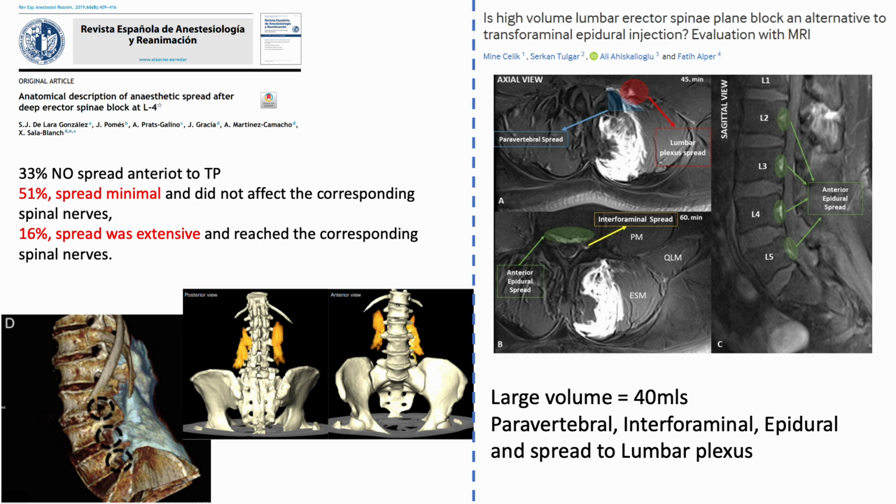On the other hand, the single patient MRI scan by Selig et al., where they injected a large volume of contrast and then performed an MRI scan, showed that an L4 ESP with a large volume could have spread to the paravertebral, interforaminal, epidural, and ventral spread to the lumbar plexus. This only means that the effect of volume is not known, and the presence of circulation in a live patient could cause spread of contrast as seen in MRI studies.